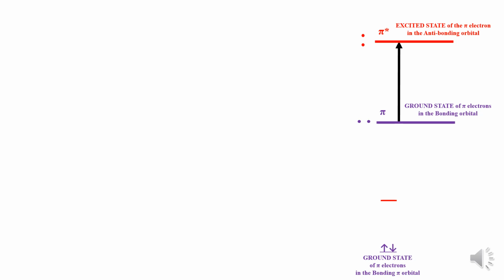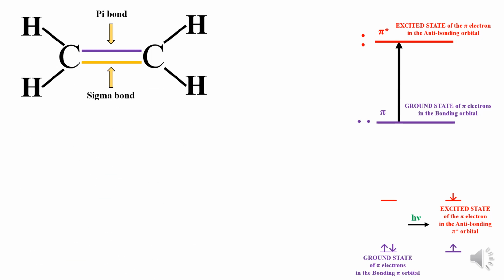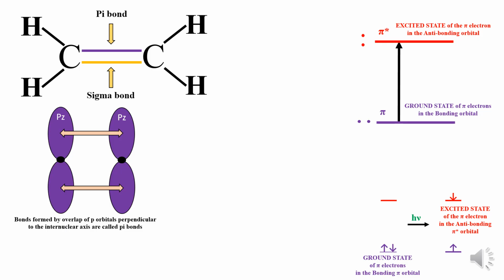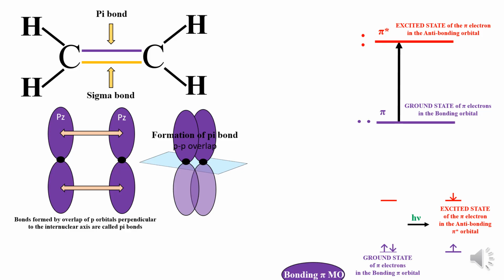Now the electrons are paired in the ground state, that is in the bonding pi orbital. On photoexcitation, you see the excited state of the pi electron in the antibonding pi orbital, that is mentioned by pi star. So in ethylene molecule, pi bonds are formed by overlapping of p orbitals perpendicular to the internuclear axis, and hence are called pi bonds. At the nodal region, there is zero electron density. So the probability of finding electron in the nodal region is 0.